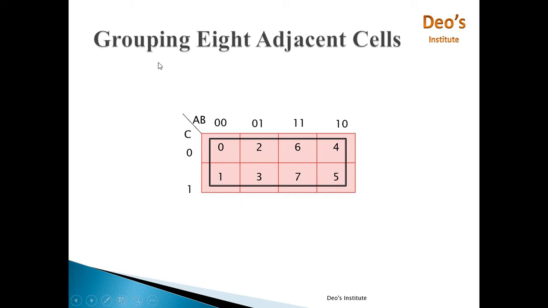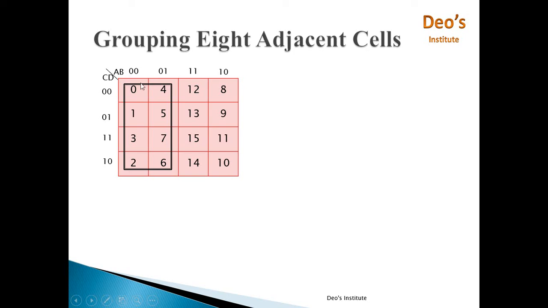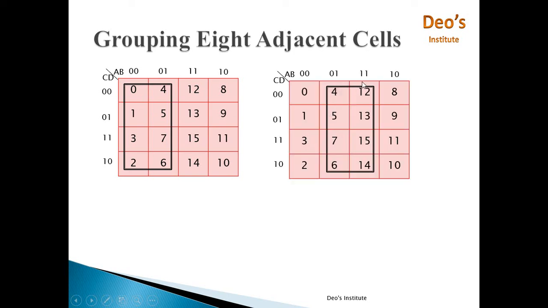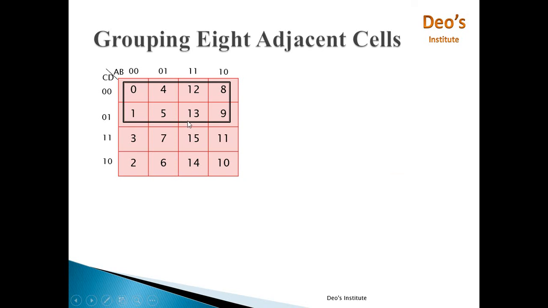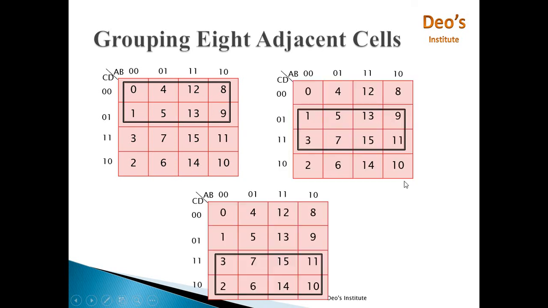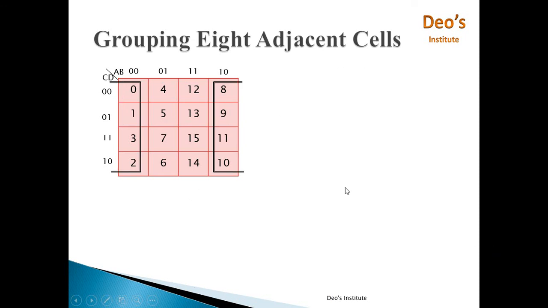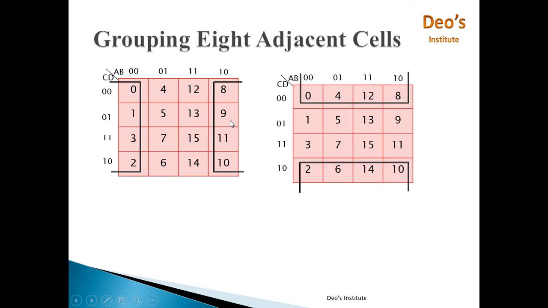Then grouping of eight adjacent cells. In a three variable K-map, all eight cells are adjacent to each other. Then in a four variable K-map: the first two rows, middle two rows, and last two rows. Then the first two columns, middle two columns, and last two columns. Then we have the first column and last column, which are adjacent to each other. First row and last row, they are adjacent to each other.